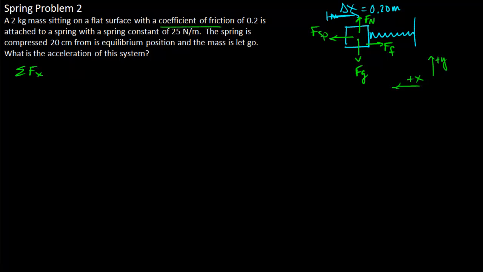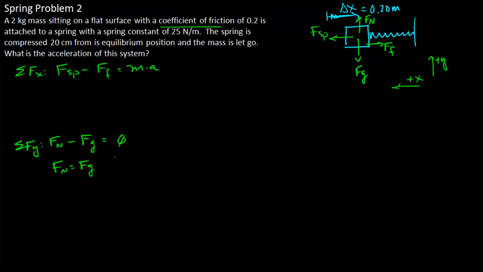The sum of forces in the x direction: going by my directions, the spring force is positive, minus the frictional force, and that's going to equal m times a. And in the y direction, we have the normal force between the block and the surface, minus the gravitational force. There's no motion up or down, all our acceleration is in the x direction, so these are going to be equal to 0. And this tells us that the normal force and the gravitational force are going to be equal.